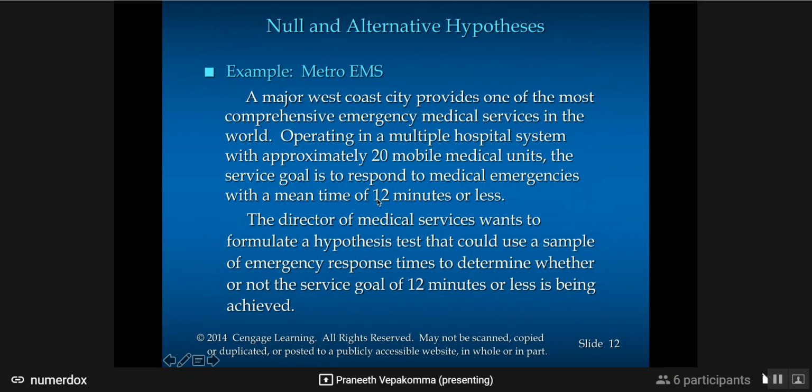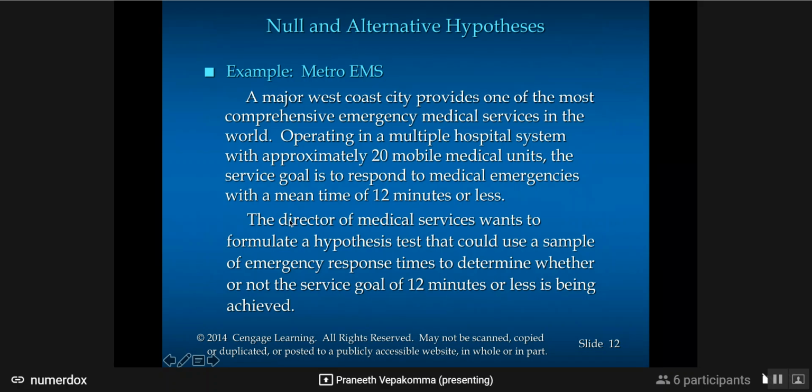So you want to reduce this, but they are making a claim. They're saying we are the best, we have this many units, and we are making sure our average response time is 12 minutes or less. Now, obviously, some cases may take 30 minutes, some maybe 2 minutes, right? But you want to look at the average time, if it is less than 12. So the lower the average time, the less likely you will see 30 minutes often. You will see this more often.